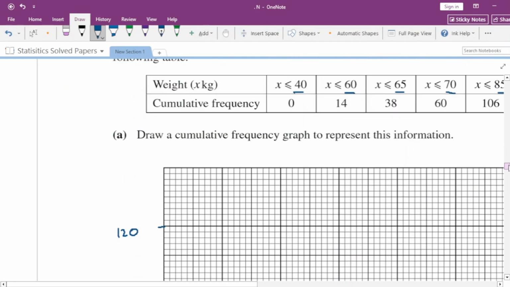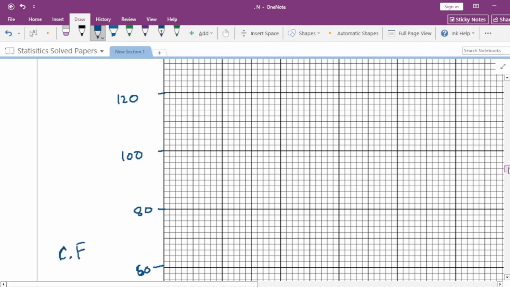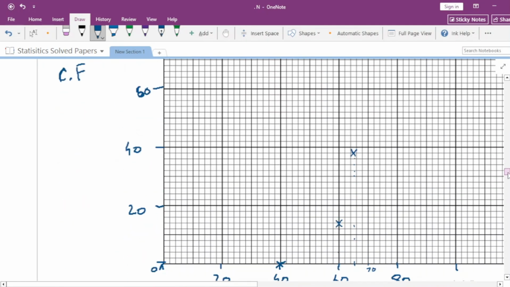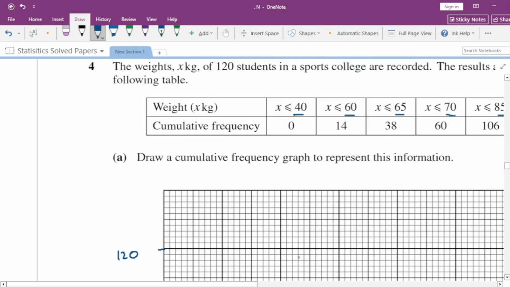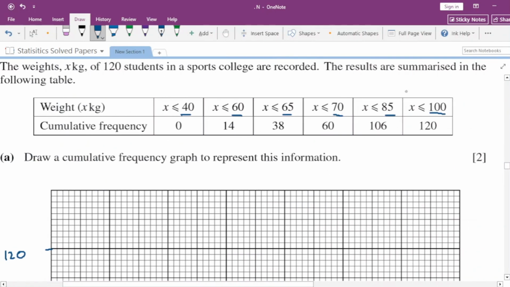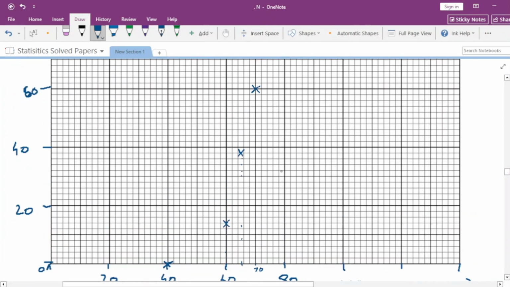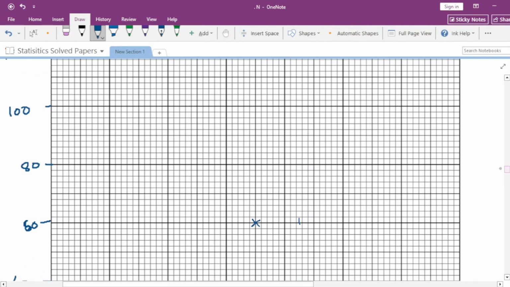Right. Next value, we have x lesser than 70. 70 is here, for which the value is 60. So this one is a nice value. We already have the scale for it. Be 60 over here. Then we have 85, and the value 106. 85 again lies in this center, and 106. So 2, 4, 6. So this is 106.